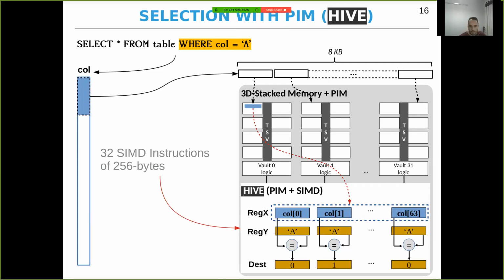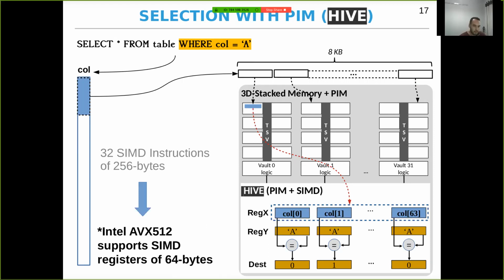And note that the Intel AVX 512 supports SIMD registers of 64 bytes, which are the widest SIMD registers present on the CPU side. On the other hand, the PIM supports registers of 256 bytes, a factor of 4 times, and the operations take place inside the memory without needing to transfer the data to the CPU.